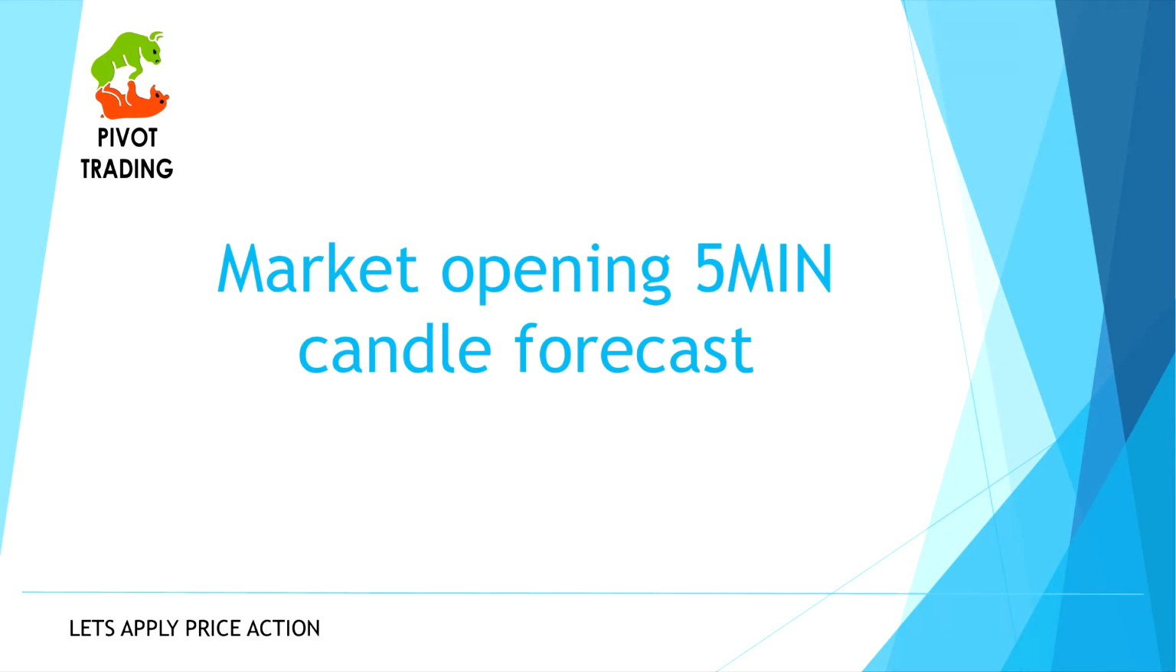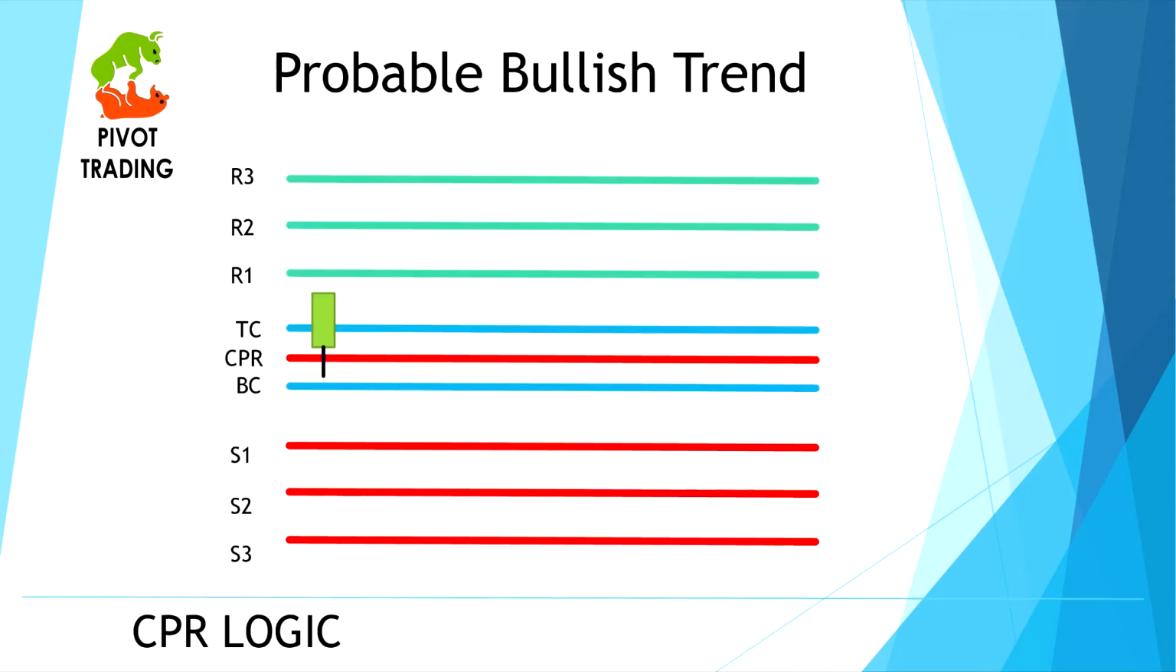Okay, let's get down to today's topic. Today, we will learn how to use CPR pivots to identify trend. Let's apply price action. Today we learn about CPR tricks, which can be used to identify trends. Using simple CPR price action logic, we can identify the probability of a bullish or bearish trend. Let's look at an example.